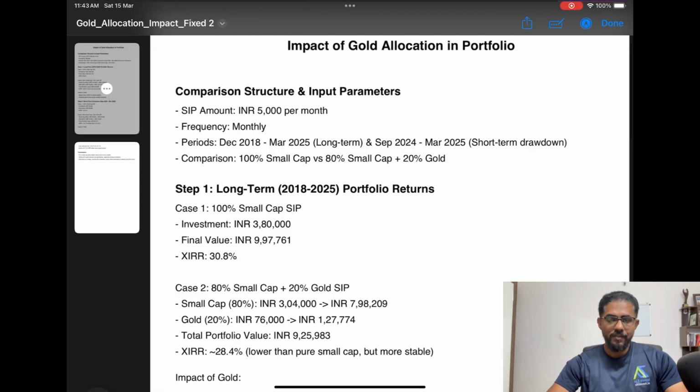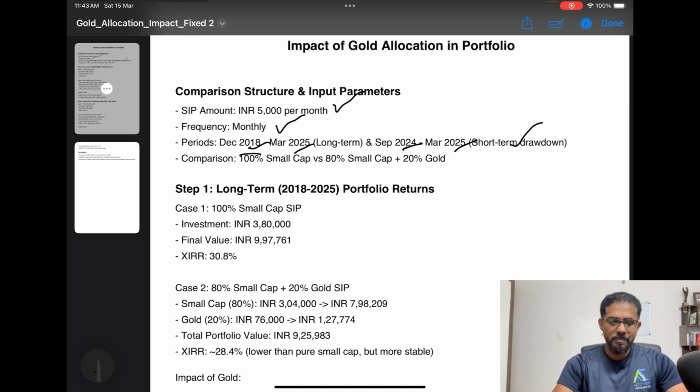So let's go ahead and begin this video and understand the gold ETF's impacts and how it helps on your overall portfolio. Firstly, let's begin with understanding the gold allocation in the portfolio, how it has an impact. What I've taken as an example is an SIP of 5,000 rupees per month which you're doing. The period which I've taken is from 2018 till March 2025, which is a long-term period, and also a short-term period which is specifically focusing on the last 7 to 8 months when the market had a great fall.